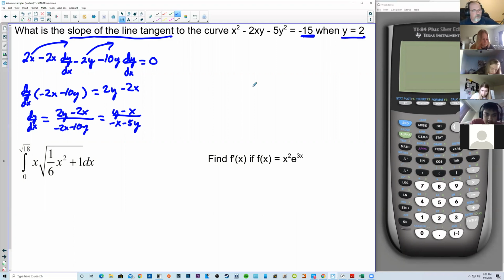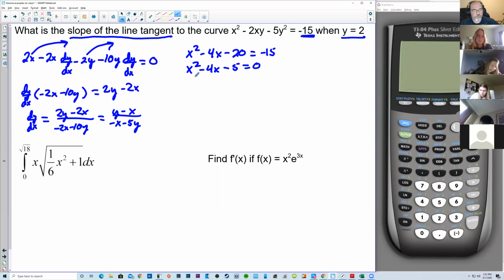But we want to evaluate that when y is equal to 2, but we have x's in here also. So let's plug 2 in for y up here. x squared minus 4x minus 20 is 4 times 5, is equal to negative 15. So x squared minus 4x minus 5 is equal to 0. x minus 5, x plus 1. So x equals positive 5, x equals negative 1.